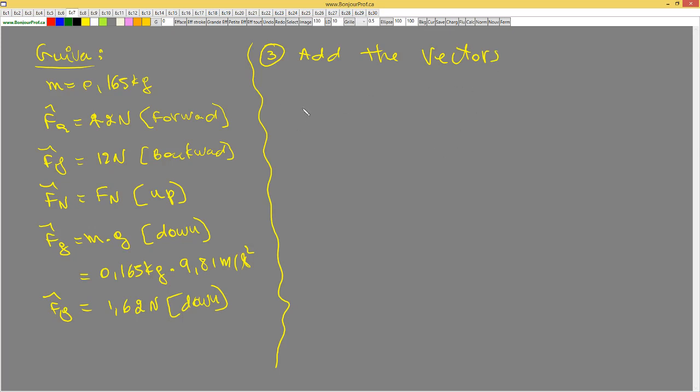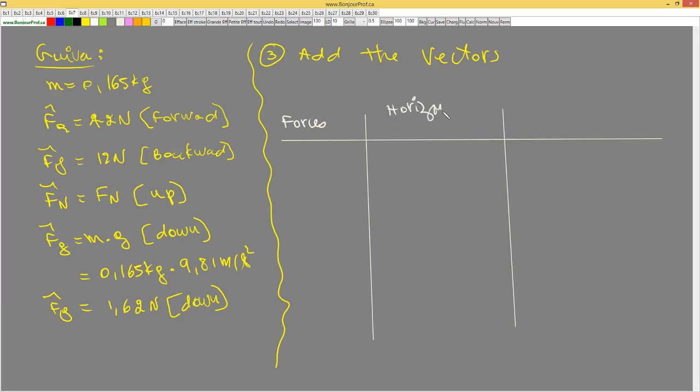How are we going to add the vectors? We have to go for each one and each direction. So I'm going to put a table here. And here we're going to say forces, because forces are vectors. Horizontal, vertical. This is X and this is Y.